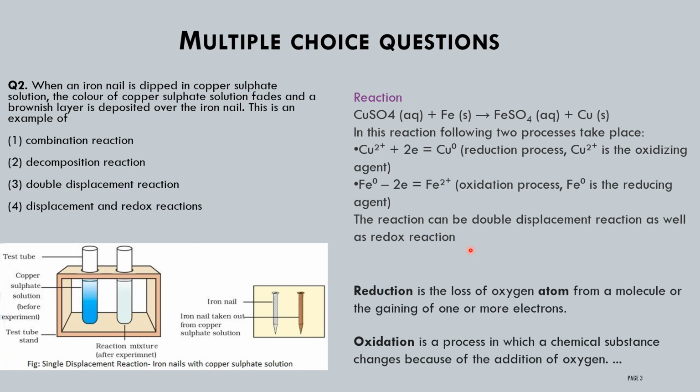Therefore, the correct answer for this question is: when an iron nail is dipped in copper sulfate solution, the color of the copper sulfate solution fades and a brownish layer is deposited over the iron nail. This is an example of double displacement and also a redox reaction. Why double displacement? Here two metals are involved, one is copper, another one is iron, and both get exchanged. Why is it a redox reaction? In a single reaction you can observe both reduction and oxidation.